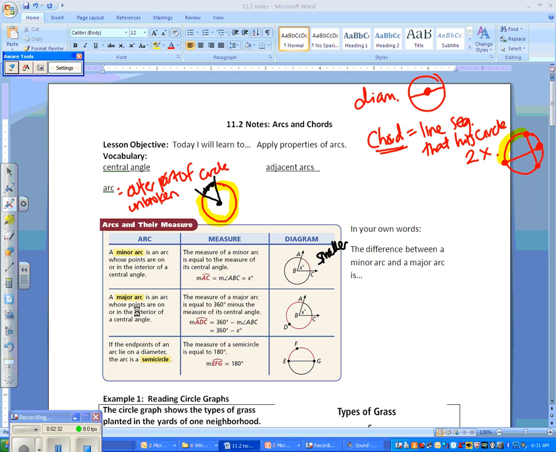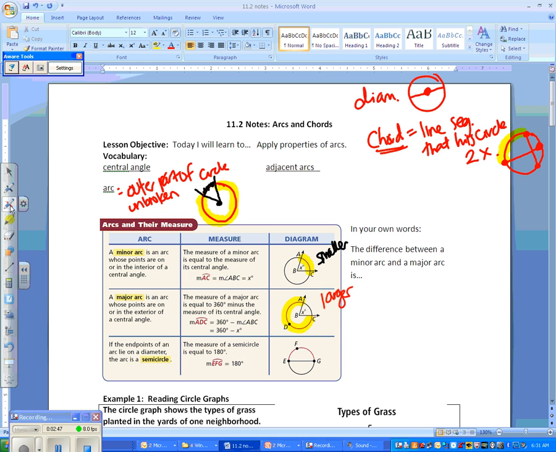So a major arc is an arc whose points are on the exterior of a central angle. So here they're talking about this red segment, that's minor. Major, they're talking about all the rest of it. So you can think of a major arc as being larger.